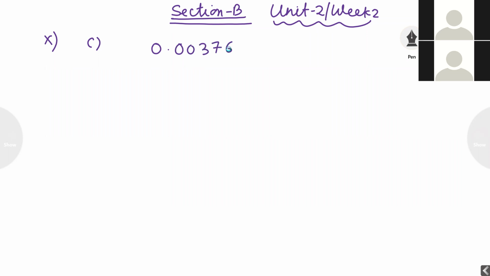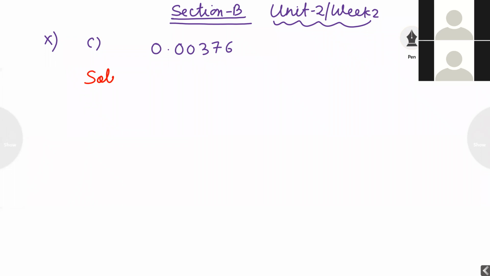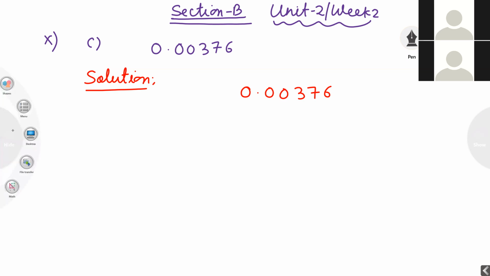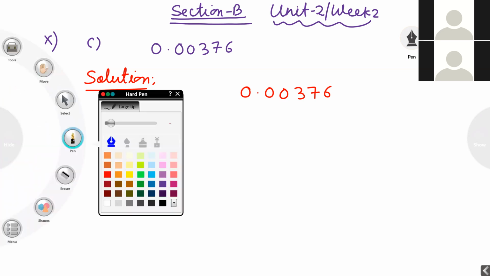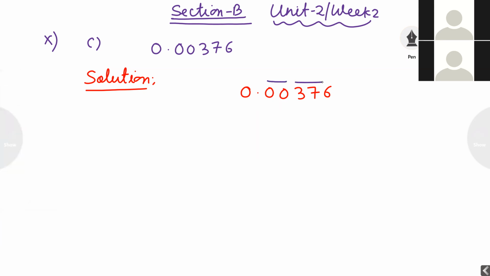0.00376. I want to find out the square root of this number. Very easy. Firstly, I want to write here 0.00376. I want to make pairs: before the decimal the digit is 0, after the decimal the digits are 00. Which side do I make pairs from? Left side. Then this is one pair, second pair, third pair is not coming, so I will add 0. This is the third pair. This one only was there.